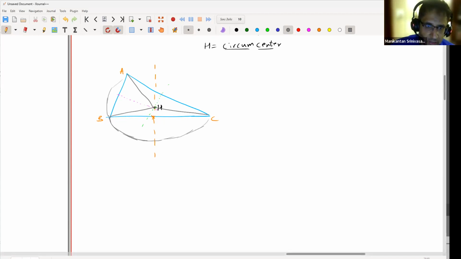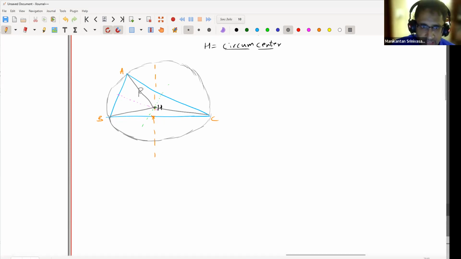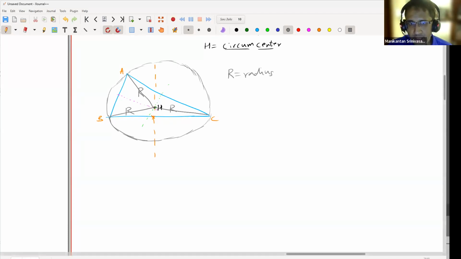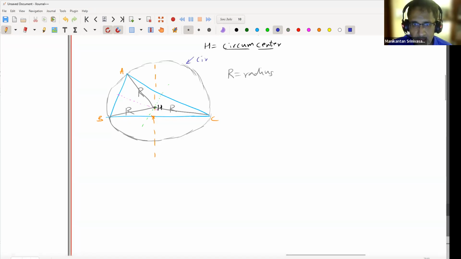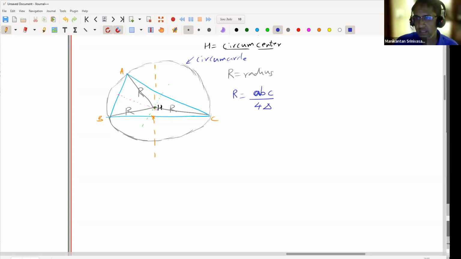Of course, it's going to come out very ugly here, but you can draw such a circle which is outside. And that circle has a radius R. That R, which is the radius of this circumcircle, the circle that we draw, is called the circumcircle. So this radius is abc by 4 delta, where a, b, and c are the side lengths, and delta is the area.